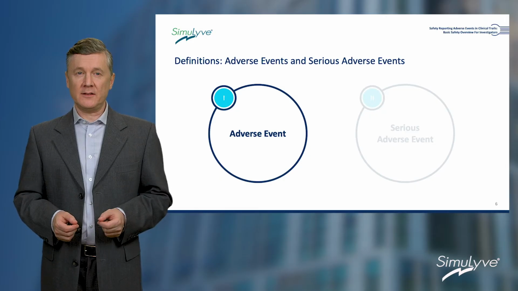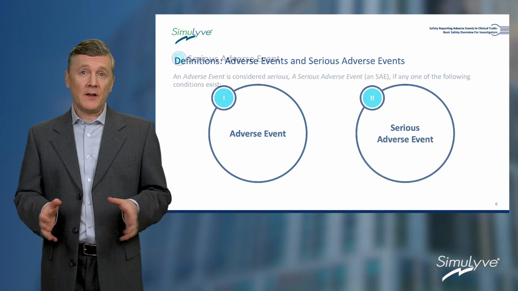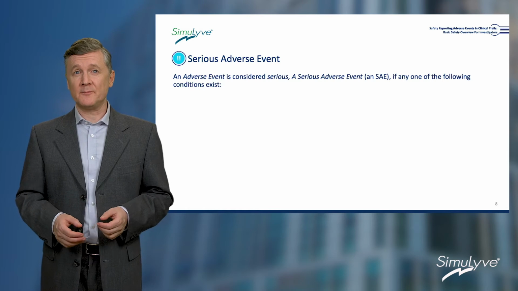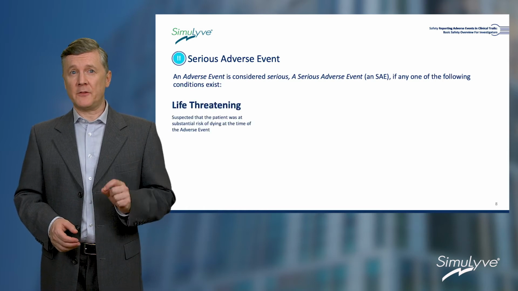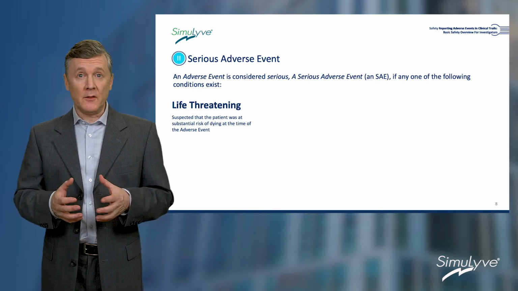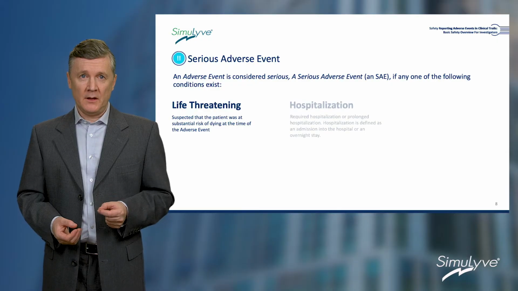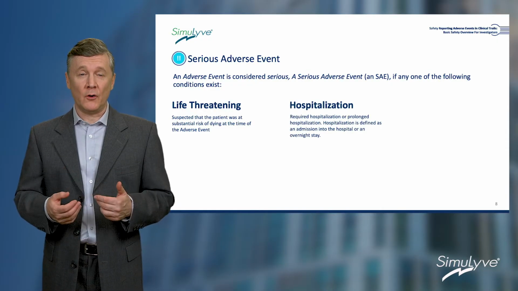An adverse event is considered serious, a serious adverse event, an SAE, if any of the following conditions exist. 1. If it's life-threatening. An event is considered life-threatening if it is suspected that the patient is at substantial risk of dying at the time of the adverse event. And this does not include an event that, had it been more severe, might have caused death, for example, hypoglycemia. 2. If it required hospitalization or prolonged hospitalization.